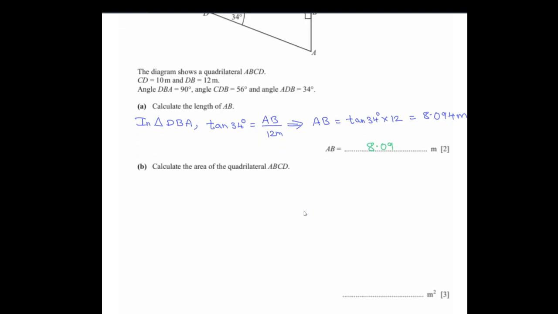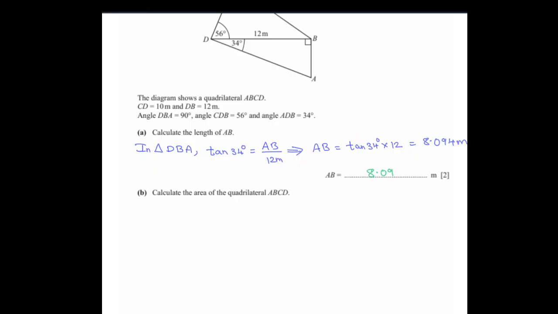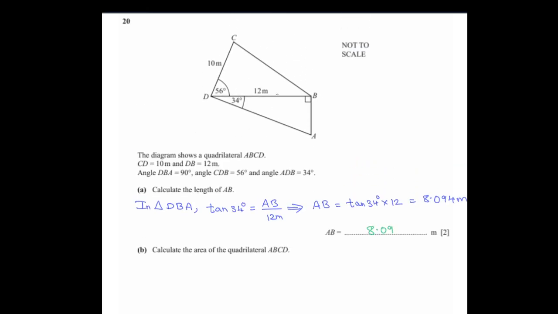Now we'll find out what we need to find out in the next part. Calculate the area of the quadrilateral. Finding the area of a quadrilateral when it is divided into two triangles, we have to find each triangle's area. So area of triangle DCB plus area of triangle DBA. For triangle DCB, we can use half into 10 into 12 into sine 56, and for DBA you have to do half into base into height. The base we just found out, and height is 12 meters, the perpendicular sides.